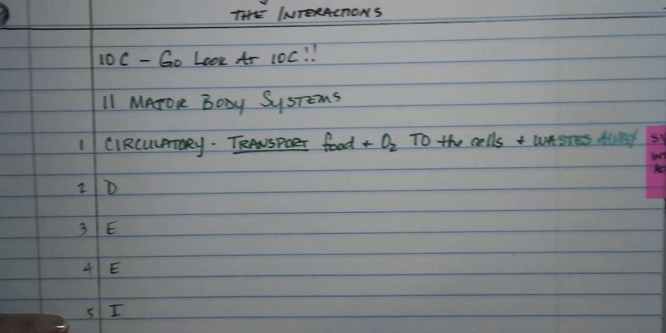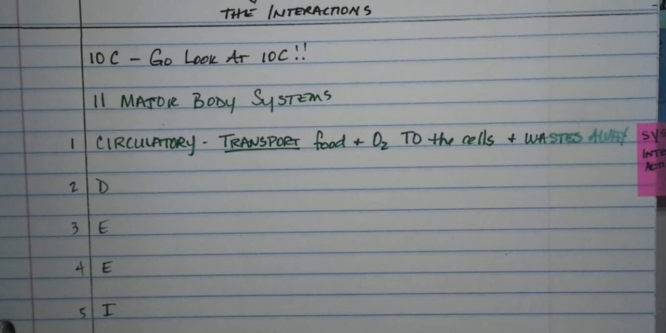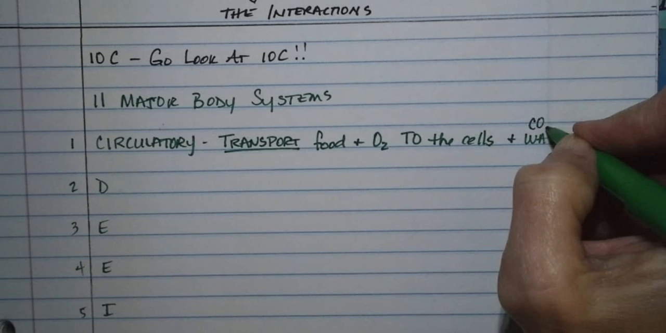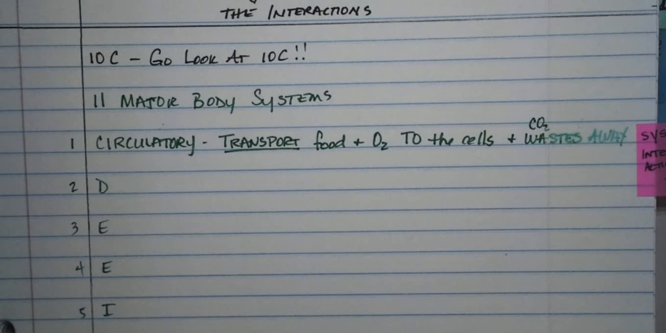One of the waste products is CO2, right? What's CO2? Carbon dioxide, so you blow that out. So it works in conjunction with another system to blow that stuff out, right? What system does it work with? Starts with an R. Respiratory system, yeah. So it's going to work in conjunction with this.